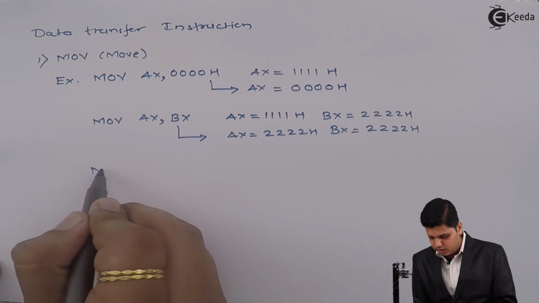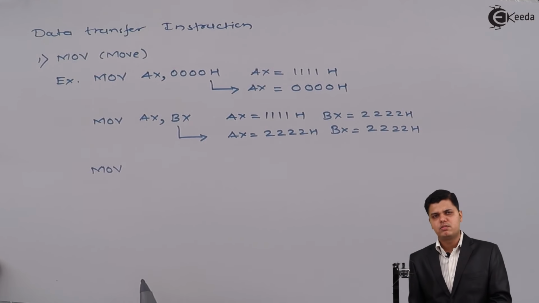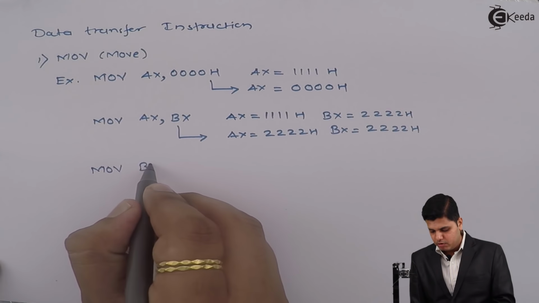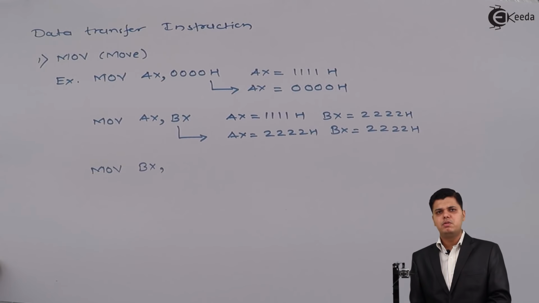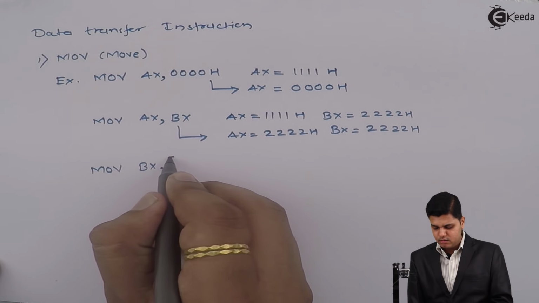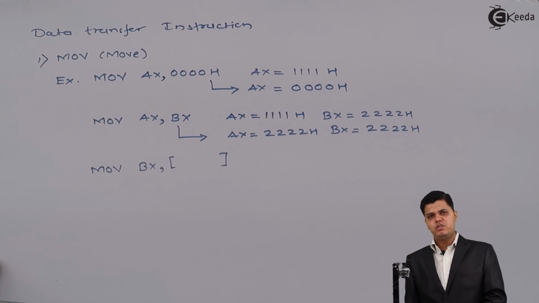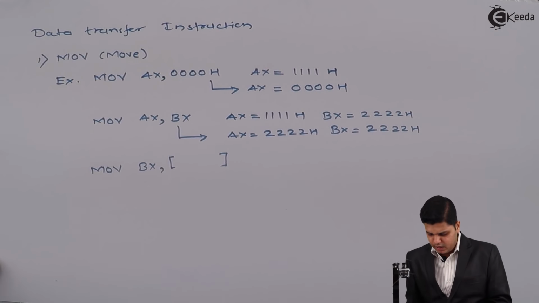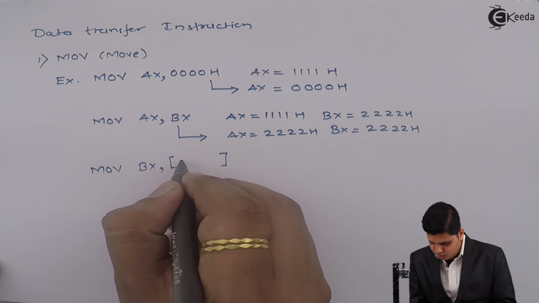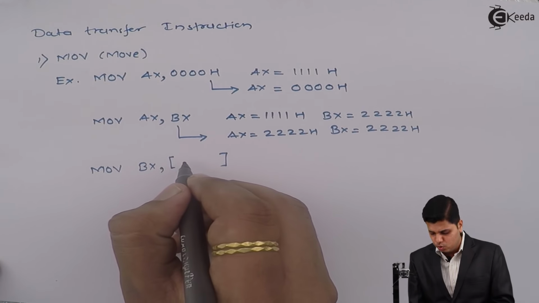Now we will see one example where the source is a memory value. We reference a memory by writing the address. For writing the address we use square brackets, and in these square brackets we specify the offset address. So let's say I am writing the offset address as 2222.